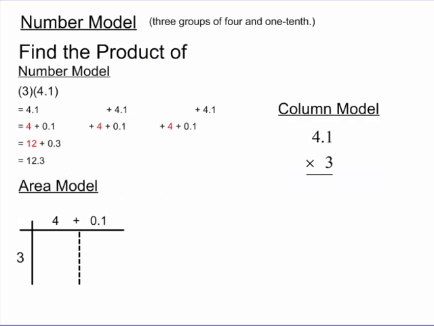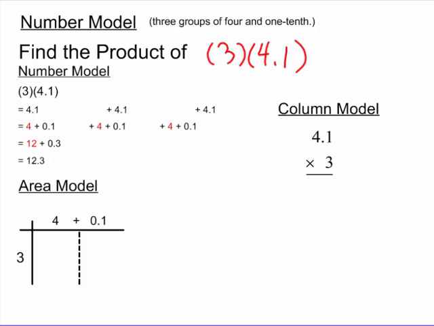So let's just do a quick refresher. We have a number model, an area model, and a column model for multiplying decimals together. If we find the product of 3 times 4 1/10, or 4.1, I can use my number model. I can break up the 4.1 into 3 groups of repetitive addition. I can break those numbers down further. I've collected the whole number 4's together to get a 12. I've collected the 3 tenths together to get 3 tenths, and my total is 12 3/10, or 12.3.